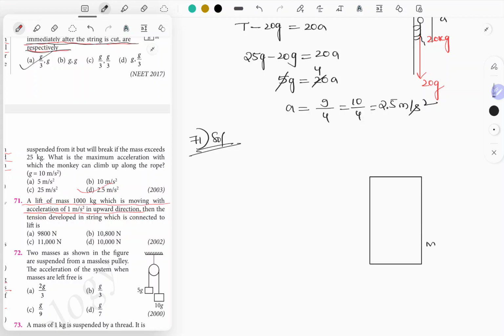What's the mass of the lift? M is equal to 1000 kg, which is moving upward with an acceleration of 1 meter per second square in the upward direction. Then the tension developed in the string which is connected to the lift is... They are asking the tension in the string, nothing but the balancing string. So this is what they are asking.